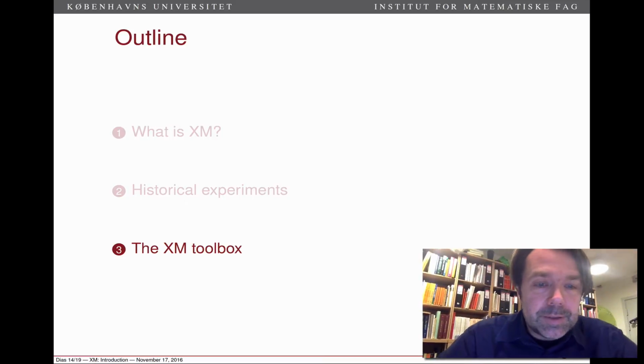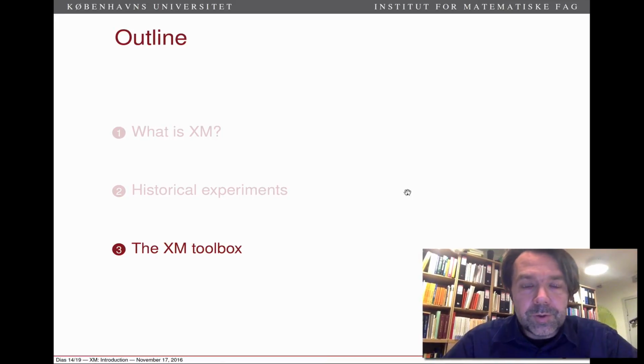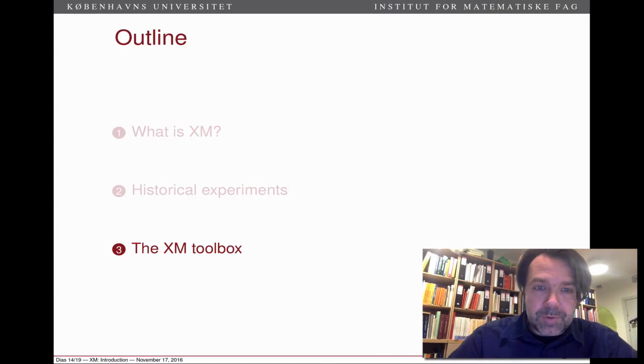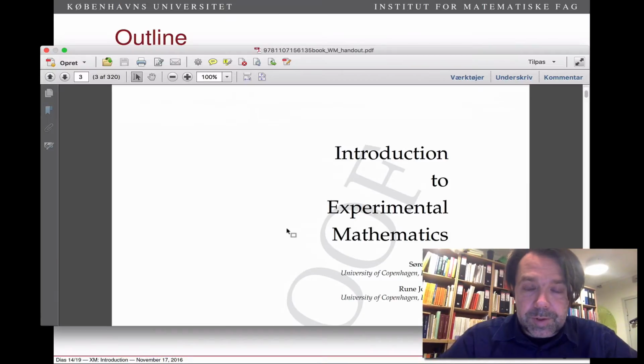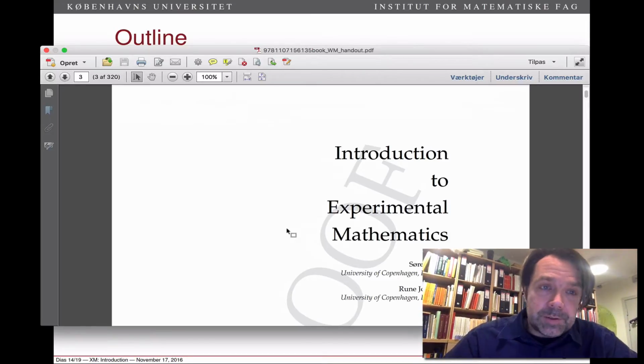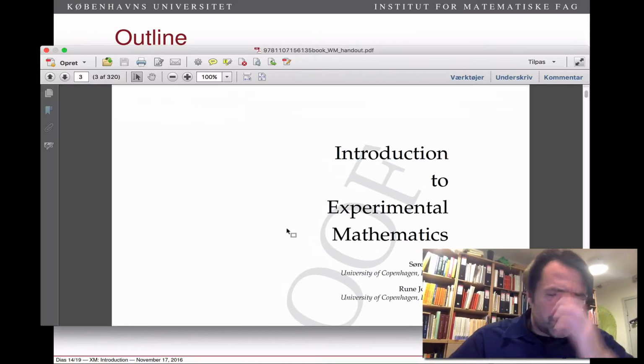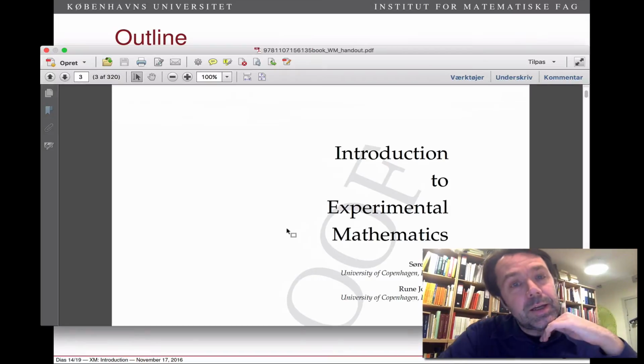So let me end by giving you a quick overview of what will be in this course, which is more or less the same as what will be in the textbook that we're using. The textbook is called Introduction to Experimental Mathematics, and I wrote it together with Rune Johansen, who used to be a postdoc here in Copenhagen and who has been developing this course together with me over quite some time, something like 8 years, I guess.